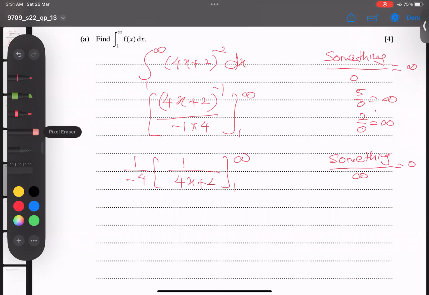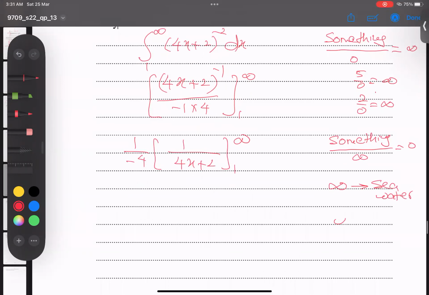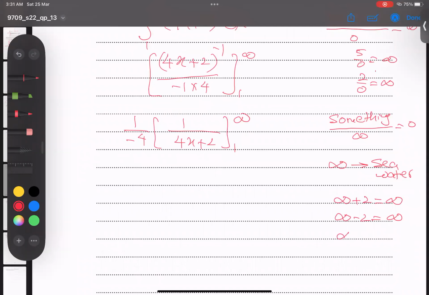So when I plug in, one thing is very interesting, this infinity behaves like seawater. If you add something to a bucket of water in the sea, it remains sea. If you subtract something from it, it remains the water of a sea, has no effect. If you multiply something with that, it has no effect. Even if you take it as a power, it has no effect.